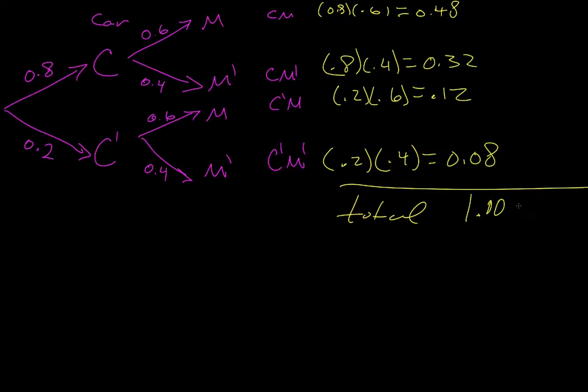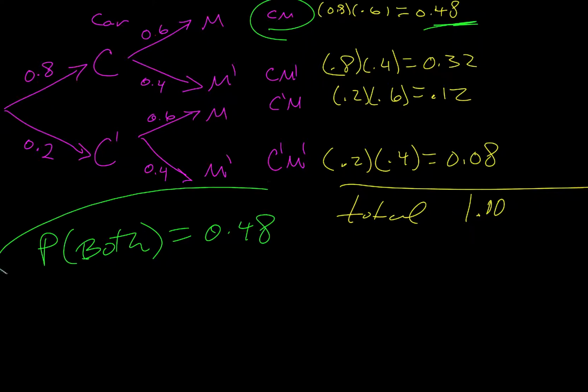Now, we want to know the probability that both will start. That's just going to be this case where the car and the motorbike start. We've already figured that out, and so we have 0.48. So the probability of both is 0.48.